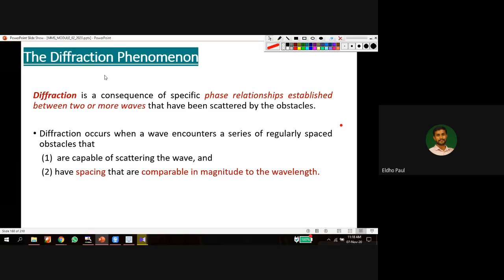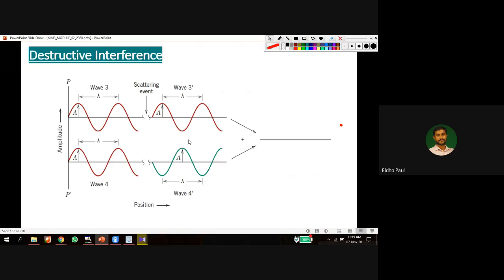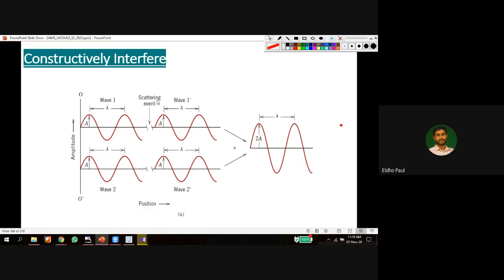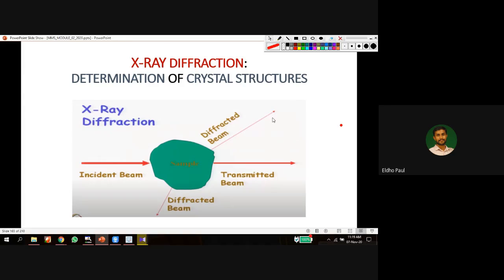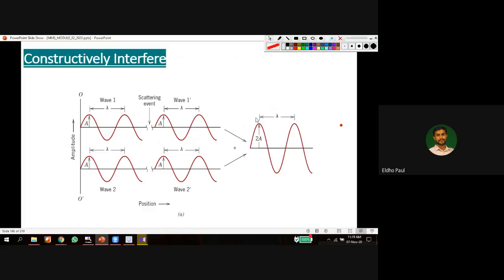So this diffraction occurs due to this phase difference. Here we can see the phase difference is opposite, reversed. So that is the disappearance of the wave, which is called destructive interference, and diffraction occurs. And here is the constructive interference because of the same phase, and a large magnitude wave is produced. Okay, so this is the diffraction. By scattering of the beam, diffraction occurs.